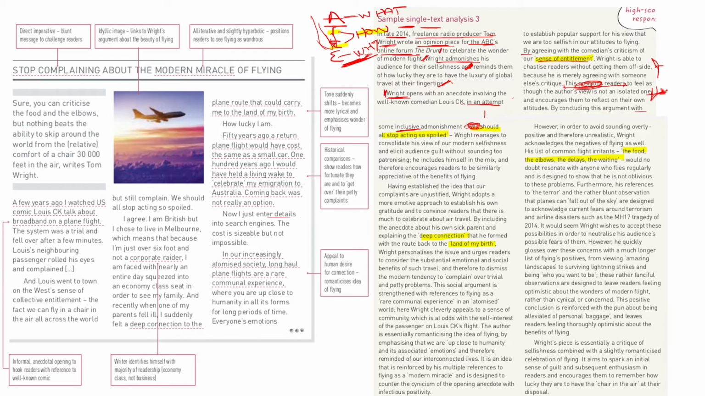If you go to your persuasive techniques in the textbook. "We should all stop acting so spoiled." Wright manages to consolidate his view of our modern selfishness and elicit audience guilt without sounding too patronizing.